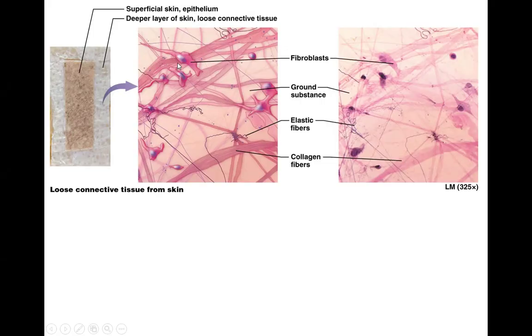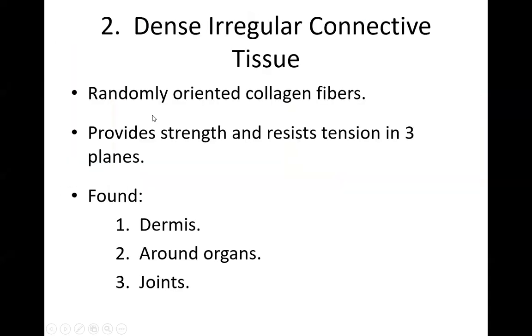So superficial is the epithelium of the skin, and this is the deeper layer of the skin. These are the fibroblasts. That's the ground substance. These are your protein fibers, the elastic fibers and the collagen fibers, and that shows us the loose connective tissue.